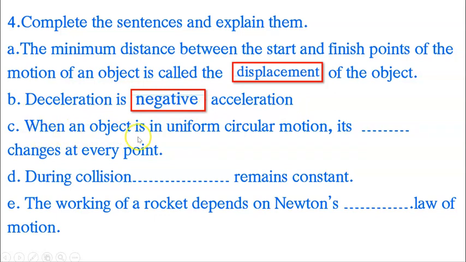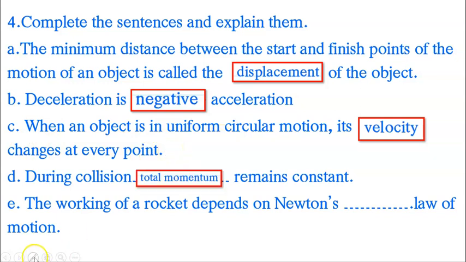When an object is in circular motion, its velocity changes at every point due to direction. Okay. Next, during collision, total momentum remains constant. The working of a rocket depends on Newton's third law of motion. Okay. Now next, scientific reasons.